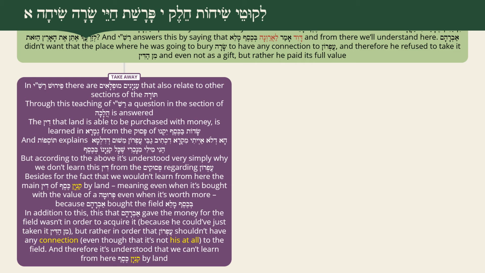But according to the above, it's understood very simply why we don't learn this din from the psukim regarding Ephron. Because besides for the fact that we wouldn't learn from here the main din of Kinyan Kesef by land, what is Kinyan Kesef?